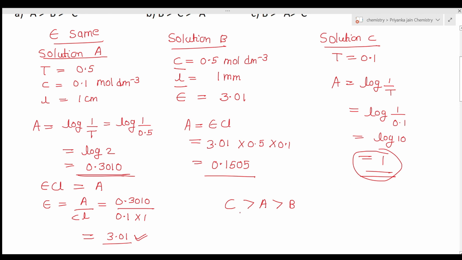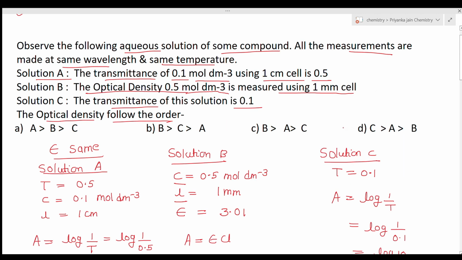So let's match this order. See here, in option number D, we have been given C, A, B. So this is the right answer. Okay, let's do the next question.